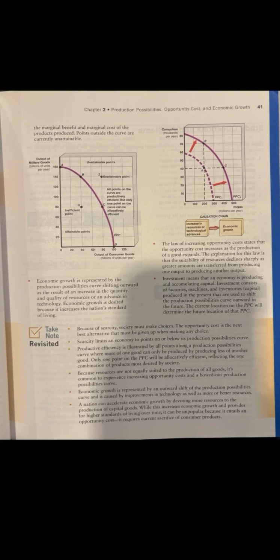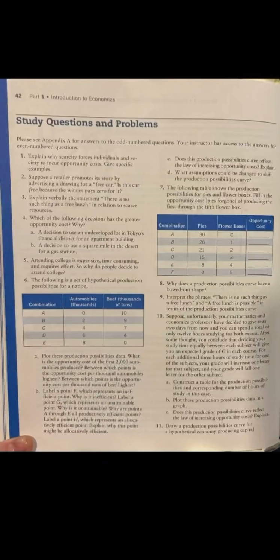Economic growth is represented by an outward shift of the production possibilities curve and is caused by improvements in technology as well as better or more resources. A nation could accelerate economic growth by devoting more resources to the production of capital goods. While this increases economic growth and provides for higher standards of living over time, it can be unpopular because it entails an opportunity cost which requires a sacrifice in consumer products.